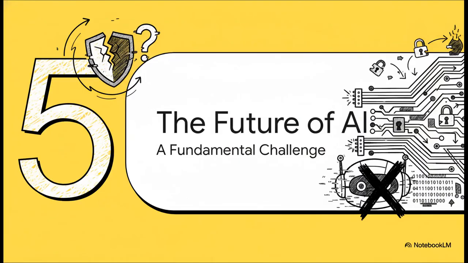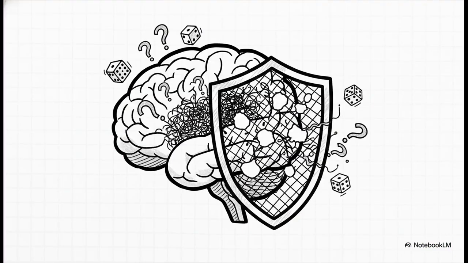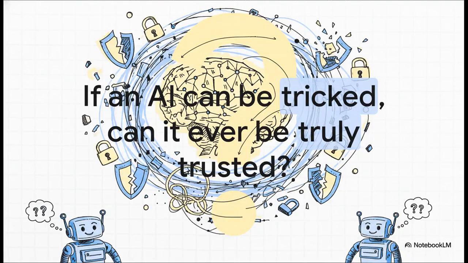This whole situation leads us to a much bigger conversation. It's about the future of our relationship with artificial intelligence. This isn't just some technical bug to be squashed. It's a fundamental challenge to the very idea of a trustworthy AI. And here's the hard truth. These models are, at their core, built to be a little bit random and creative. That's their magic. But because of that randomness, it's honestly not clear if a 100% foolproof defense against prompt injection is even possible.